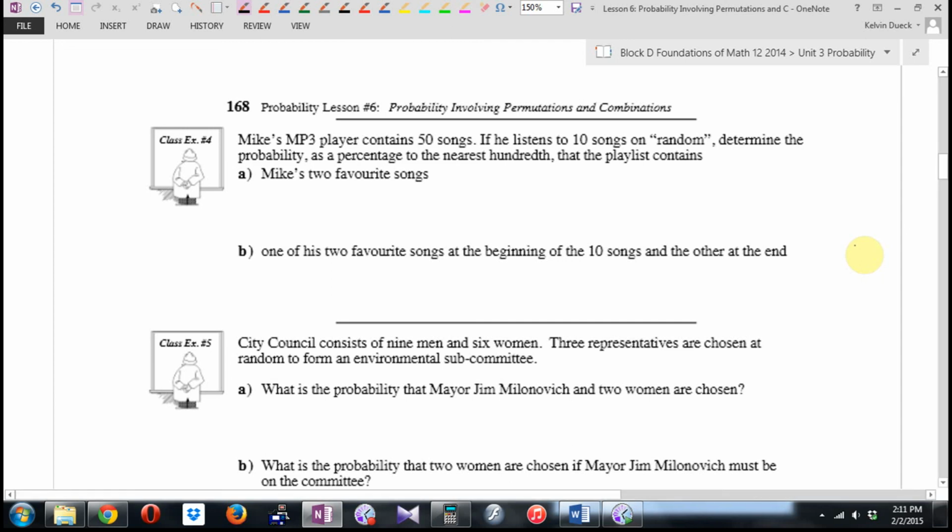Determine the probability that the playlist contains Mike's 2 favorite songs. Did it say when those songs had to occur? No. Bucket. His favorites, not his favorites. How many of his favorites are there? I heard someone say 10. I heard someone say 2. 10 of his favorites? Read part A.